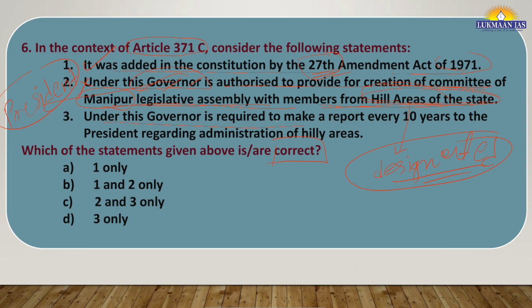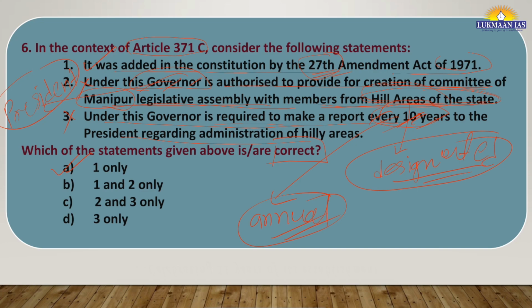Under this the governor is required to make a report every 10 years to the president regarding, तो ये 10 years तो नहीं होगा ना, उसका क्या फ़ायदा 10 years होगा, तो actually it is annual report. ठीक है, so third is incorrect, answer here is one only.